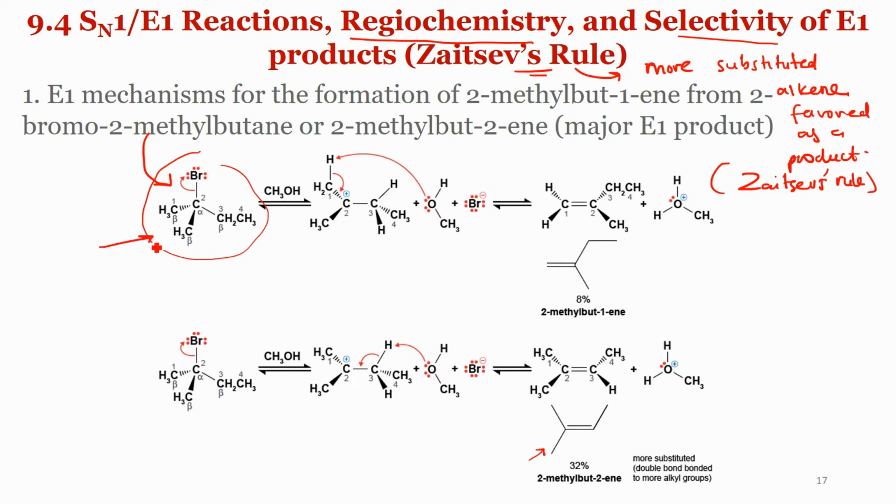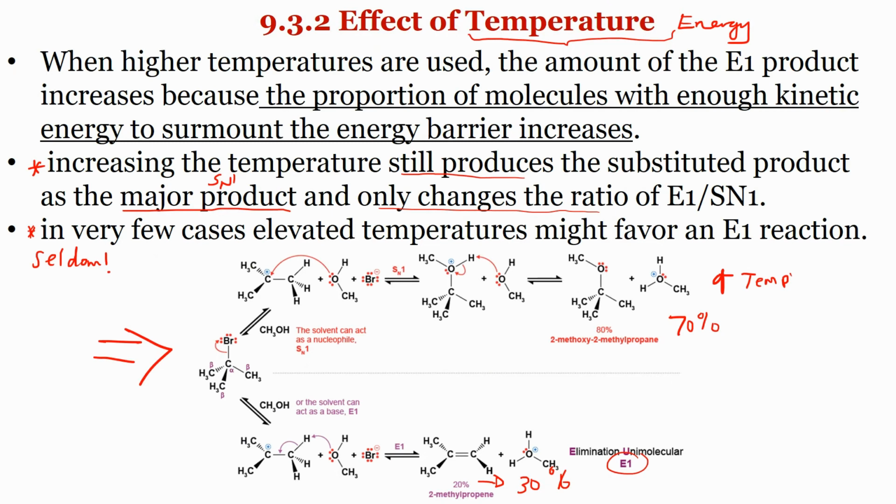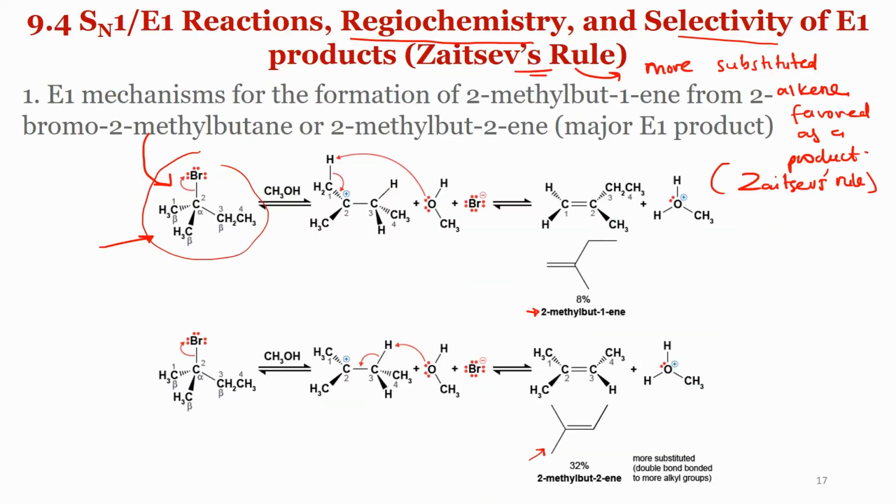So if you're starting with 2-bromo-2-methylbutane, which is this, you might expect two products. You'll expect 2-methylbut-1-ene and 2-methylbut-2-ene. Now remember, here the molecule is highly symmetrical, like you're starting with methyl, methyl, methyl. But here you have methyl, methyl, and ethyl. So you expect what we call regioisomers. So we are trying to show how these two alkenes are possible.